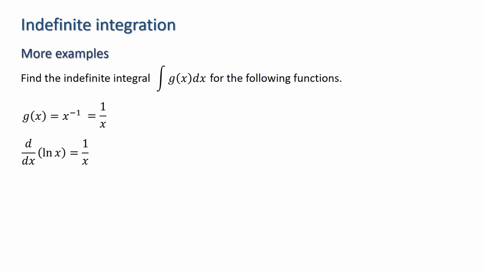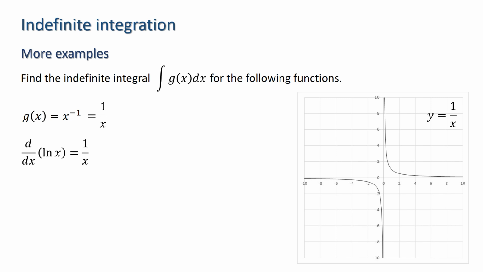If we look at the function y equals 1 over x, we can see that 1 over x is not defined at x equals 0. The curve tends to plus infinity for positive values of x close to 0, and tends to minus infinity for negative values of x close to 0. There's an infinite discontinuity. Further, we know that ln x is only defined for positive values of x. We thus need to consider what happens for negative x.